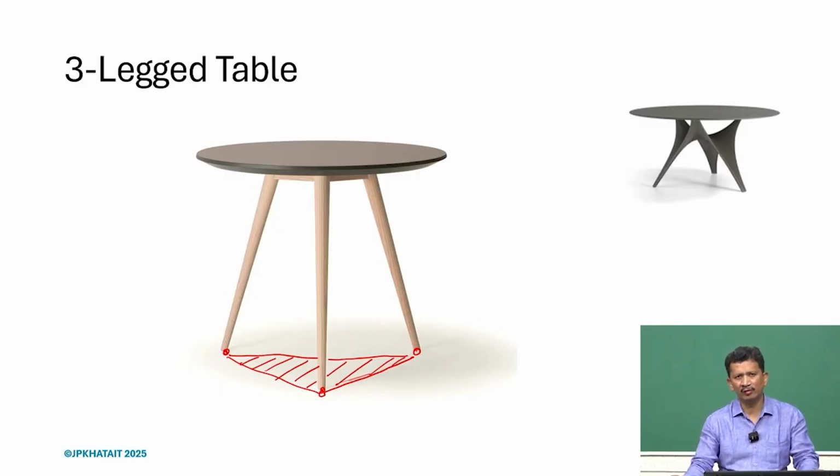It is very important to understand that if there are three contact points, they will define a plane, a surface, and that's the reason it's always stable.